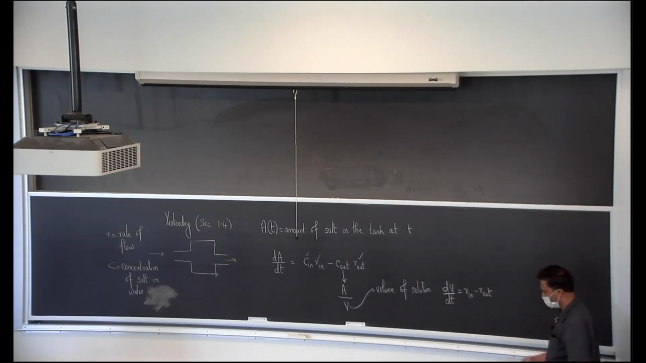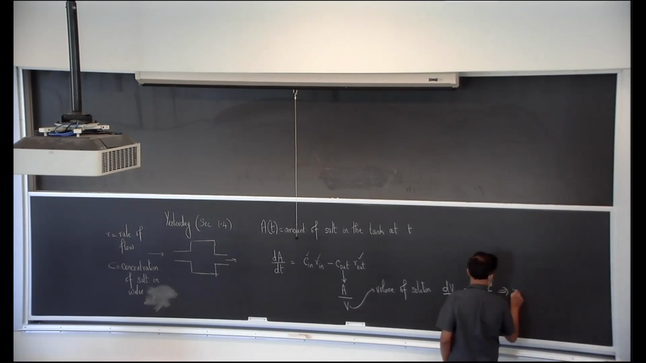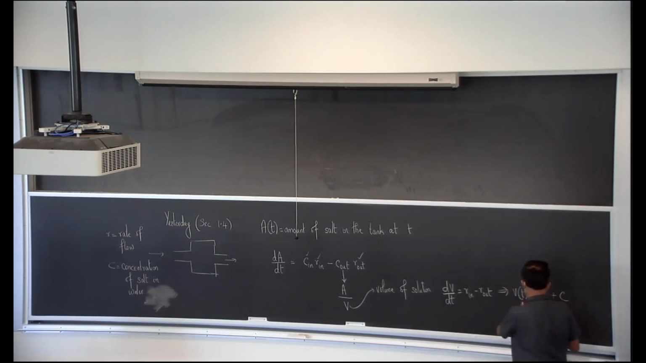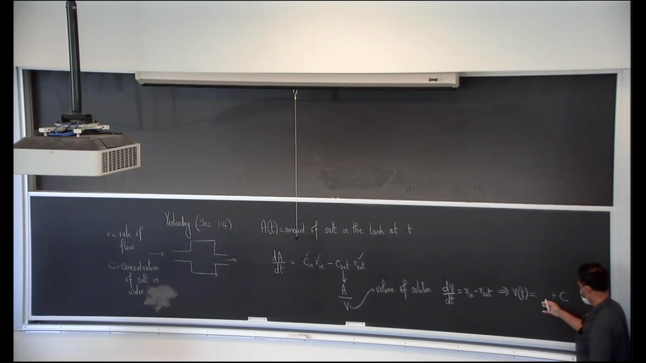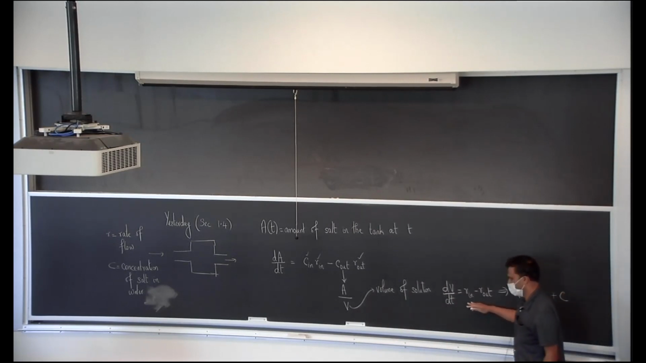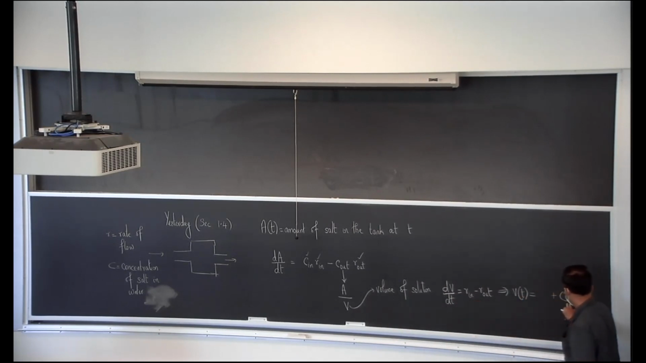If it is not the same, the volume will keep changing with time, and this will give you V of T equal to some function of time plus C. It's going to be a linear function because this is a number, plus C, and the C is always equal to the initial volume.